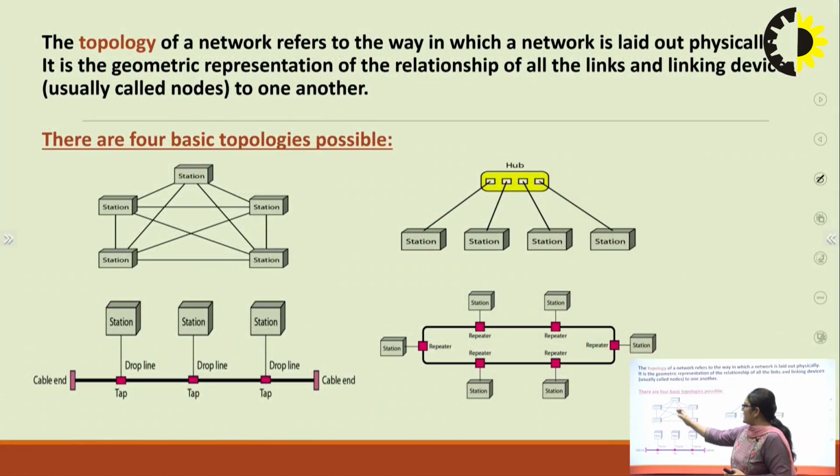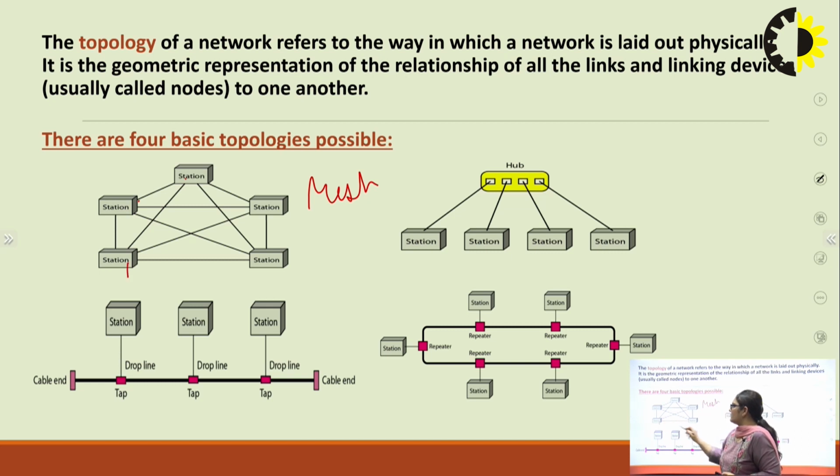That representation of how these devices are connected with each other is known as topology. Basically we have 4 basic topologies. One is mesh topology, which is a point-to-point connection, that is, 2 stations are directly connected with one another.